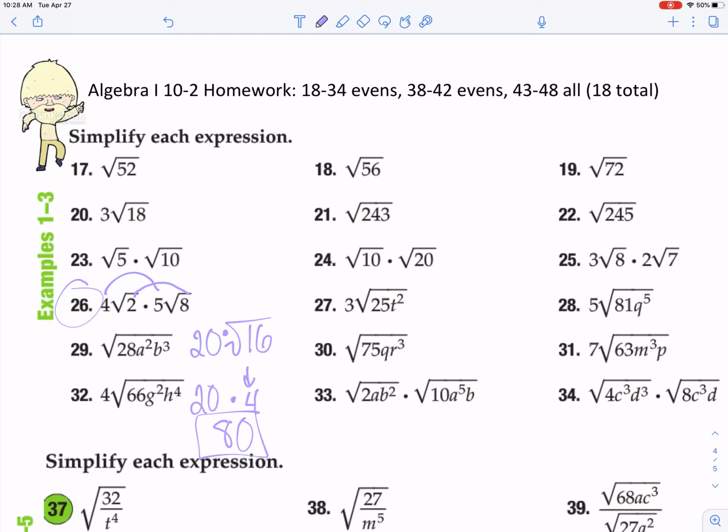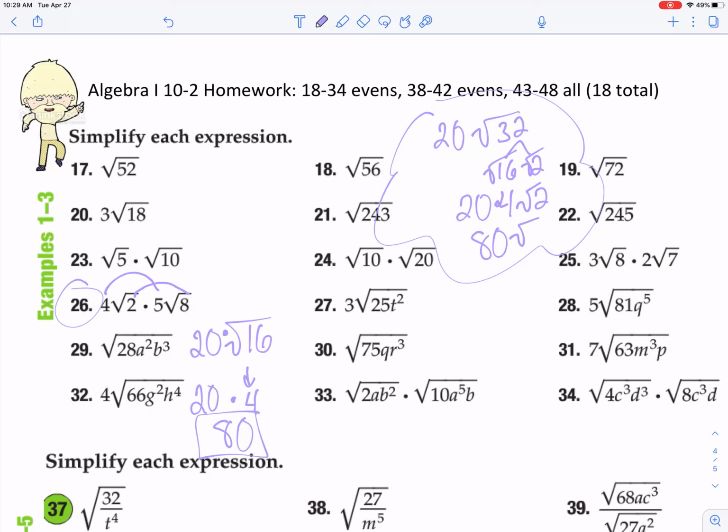If, for example, I'm going to make something up over here, let's say we had done that, but we ended up at 20 radical 32. And so we were breaking that down to be 16 and 2, which we know is 4 root 2. But you're still multiplying that by 20, then my answer would have been 80 root 2 in that situation.